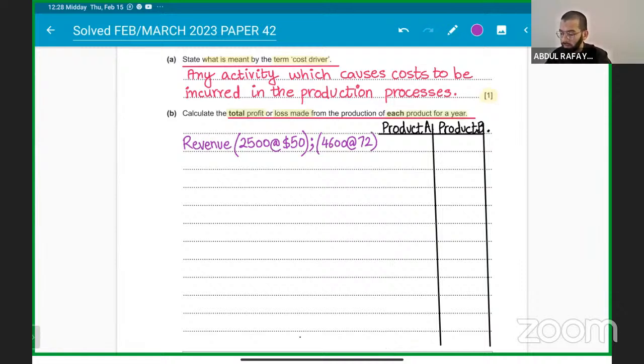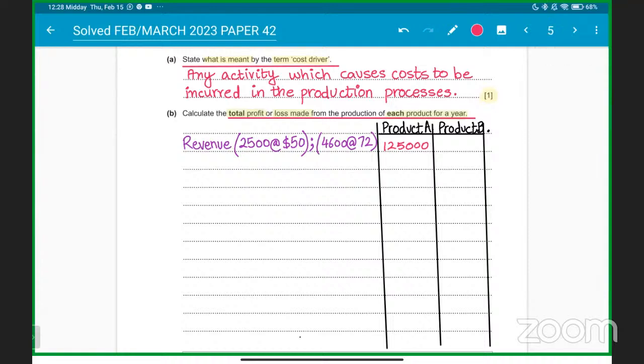Understood? Getting it, guys? Following with me? So let's write down the revenue: 2,500 into 50, that is coming $125,000. And 4,600 into 72, that is coming 331. Is it 4,600 units? Guys, getting it clear? Yes, clear.